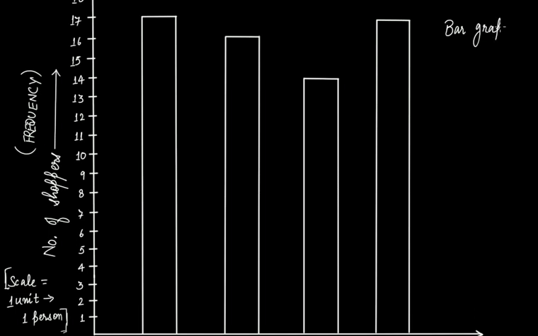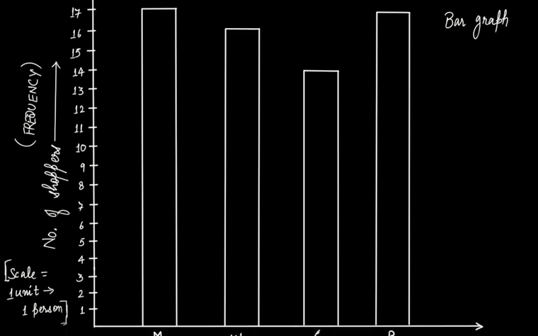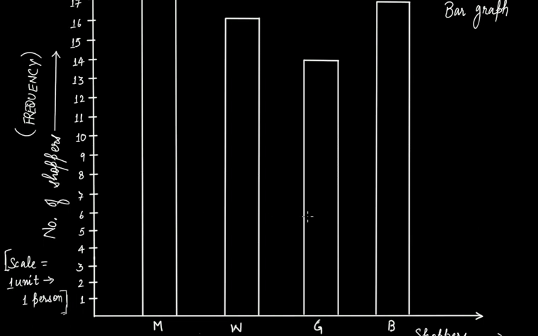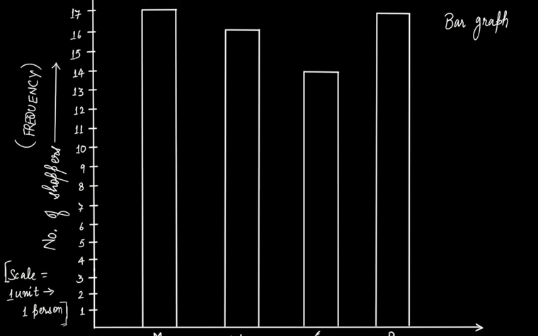And it's important that each bar should be of the same width. It may not be accurately drawn here because it's a rough diagram, but the width of your bars should be equal or the same. And the gaps between two consecutive bars should also be the same. Between this one and this one, this length should be the same. Between this one and this one, this length should be equal to this one, and so on. So this is our bar graph for the frequency distribution table.